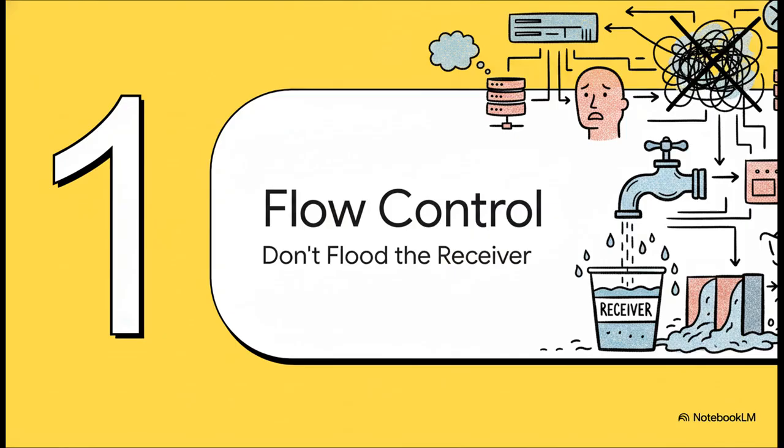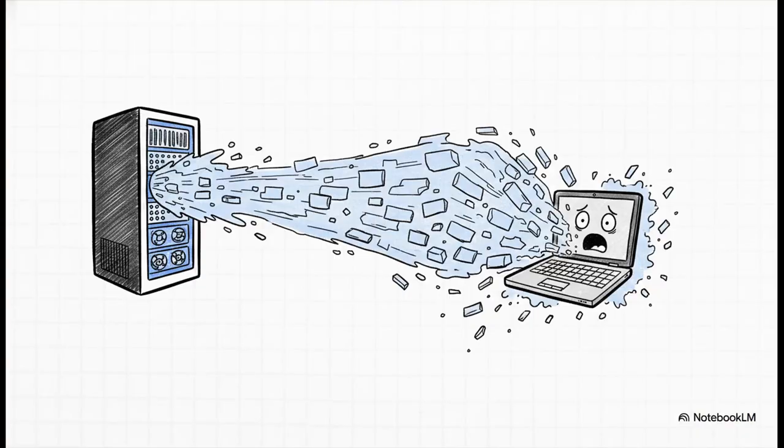So let's tackle our first big topic. Section 1, flow control. The name kind of gives you a big hint, right? The whole idea here is really simple. Don't flood the receiver. We need to make sure we don't send data so fast that the computer on the other end just can't keep up. So here's the exact problem it's trying to solve.